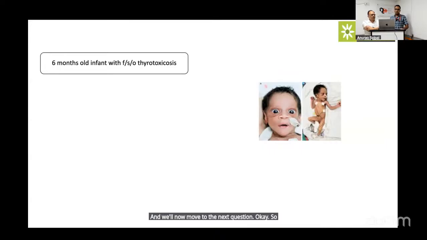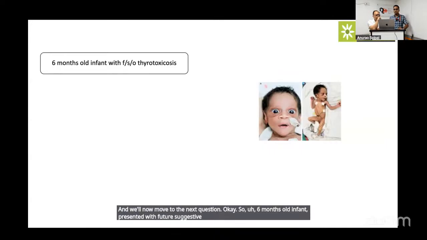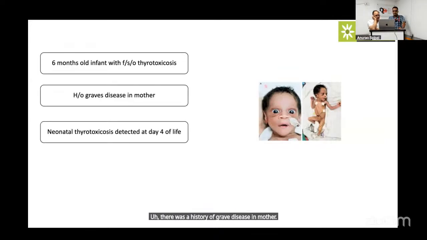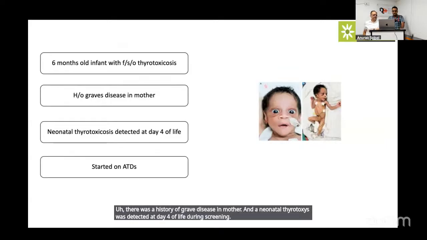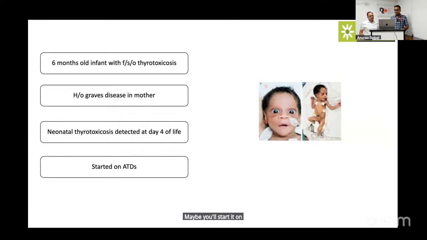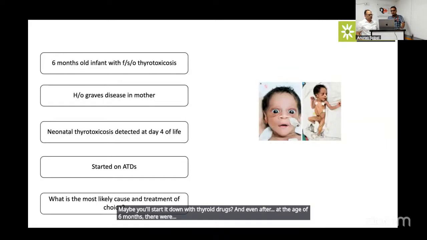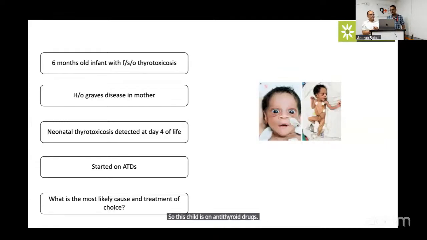So, a 6 months old infant presented with features suggestive of thyrotoxicosis. There was a history of Graves' disease in the mother, and neonatal thyrotoxicosis was detected at day 4 of life during screening. Baby was started on anti-thyroid drugs, and even at the age of 6 months, baby was still having features of thyrotoxicosis and poor control. So this child is on anti-thyroid drugs, but still the control is not there.